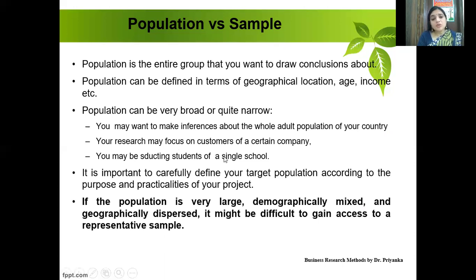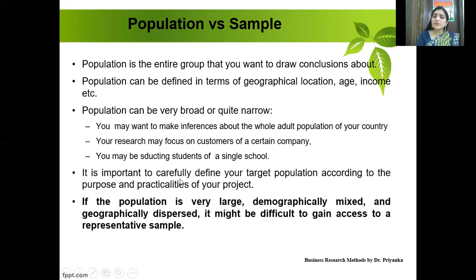Then your research may focus on customers of a certain company. Yes, this is also true. You might focus on customers of just one company. They might be in thousands or something, right? So that can also be done. You may be trying to study students of a single school. Yes, that can also happen.